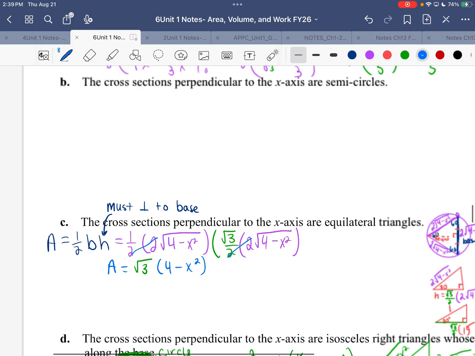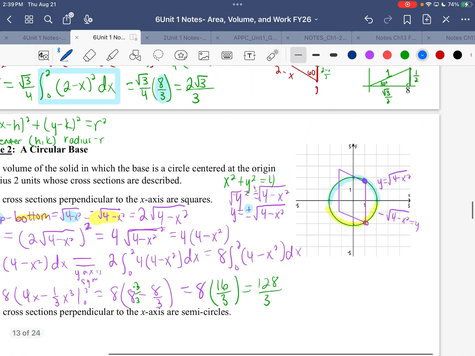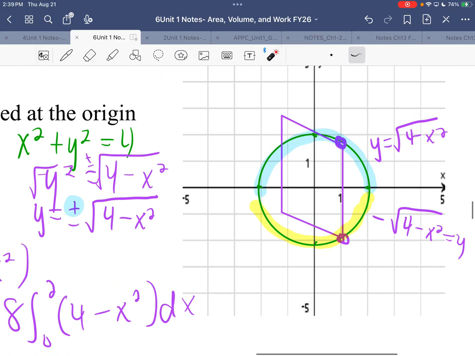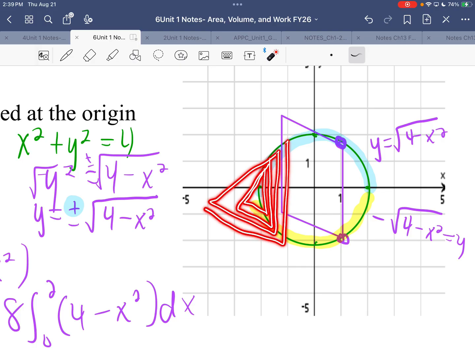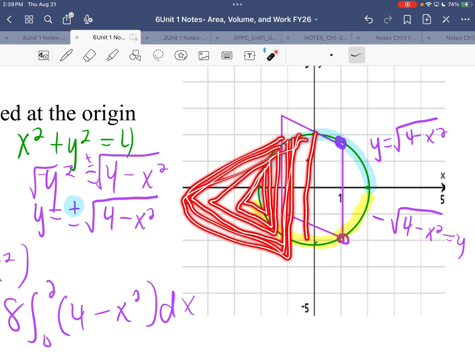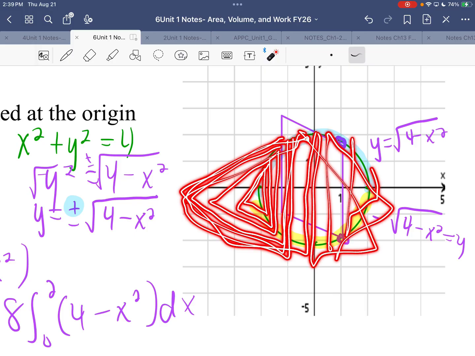Now remember, in this shape, we are doing a little equilateral triangle here, then a slightly bigger one, then a bigger one, then a bigger one. You're accumulating all of these equilateral triangles as you get over here. And you're going to have the same amount and the same size equilateral triangles. Find the areas over here.